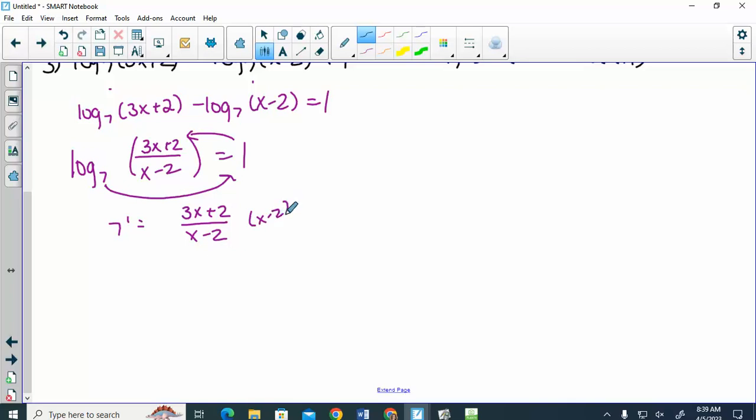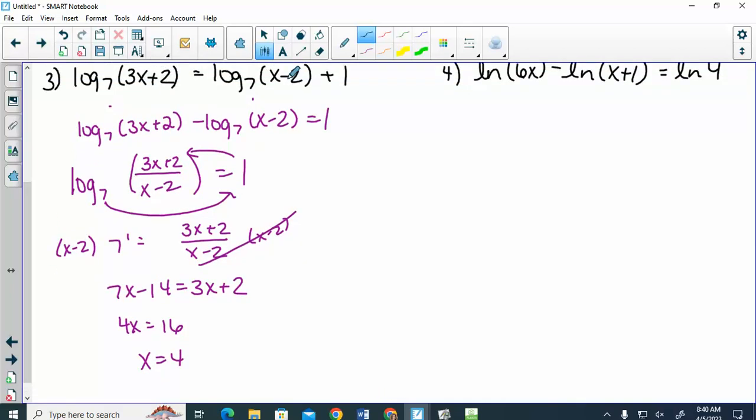So we can multiply over the x minus 2. 7 to the first is just 7, so we get 7x minus 14 equals 3x plus 2. Subtract over your 3x, add your 14, and we get 4. Double check, when you put 4 in, both arguments are positive, so that's okay.